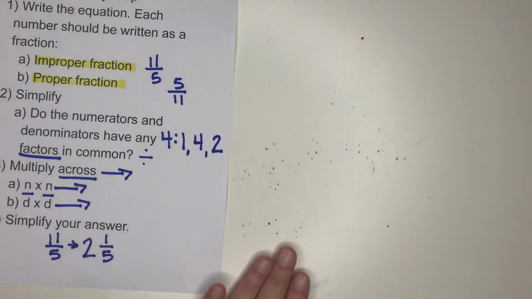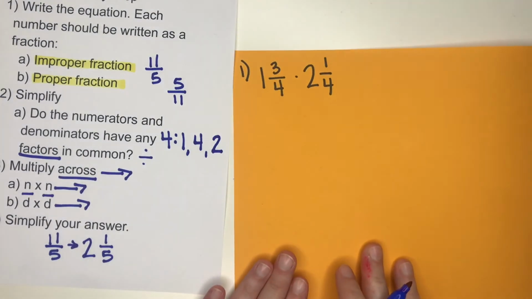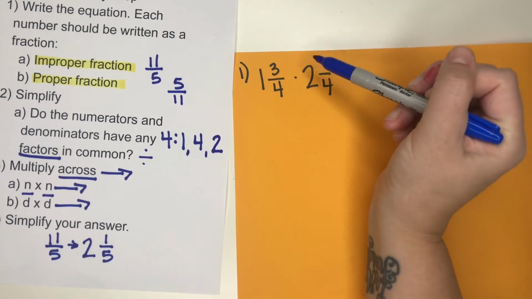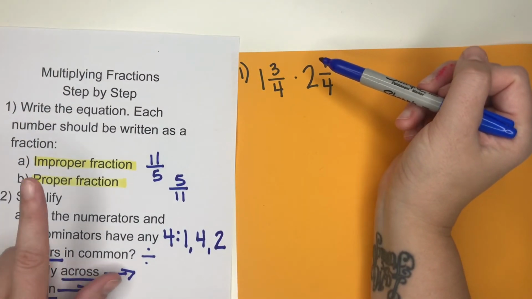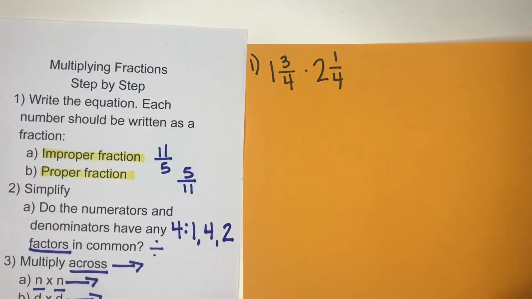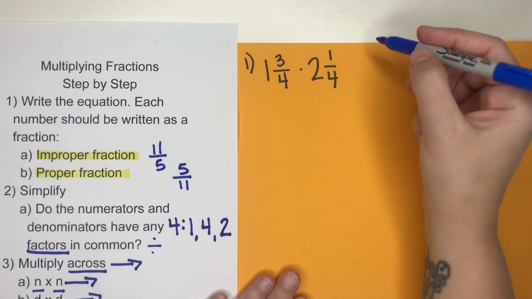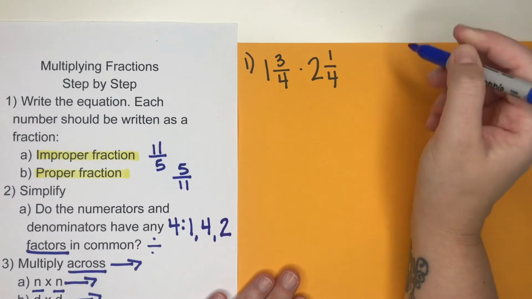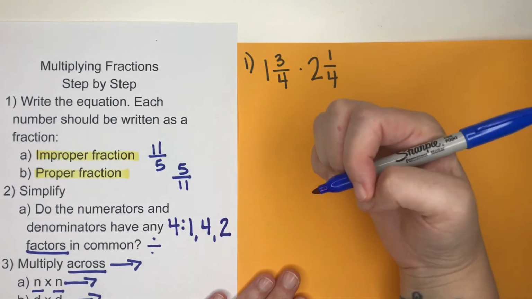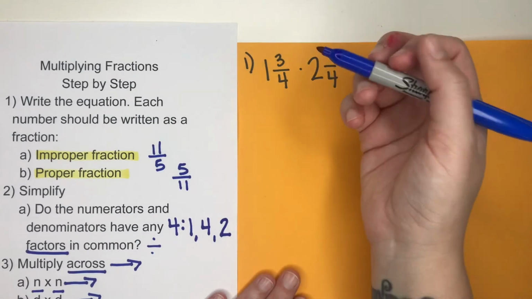All right, let's work on one last problem here. So I have 2 mixed numbers, and as my first step says, I need to write them as a fraction, so we are going to write them as improper fractions. So what I'm going to do is over here, I'm going to take each fraction and work them out using the steps of making a mixed number into an improper fraction.